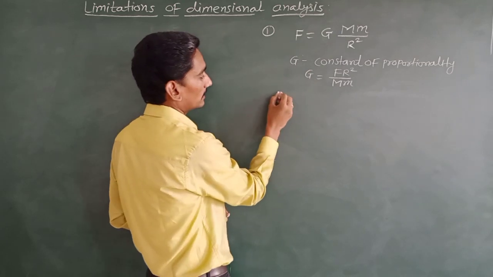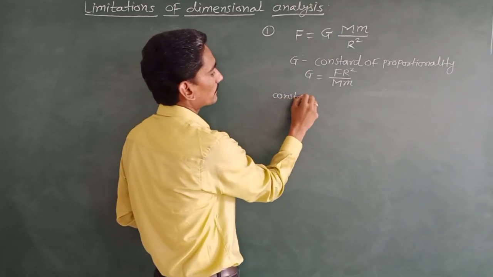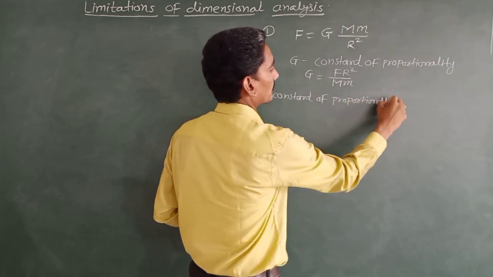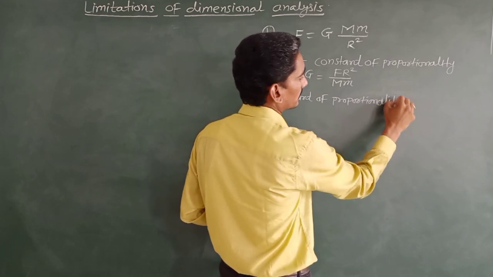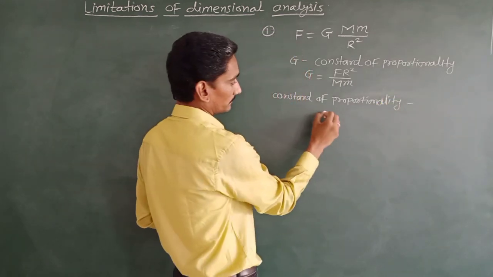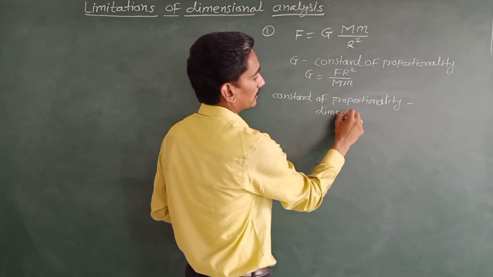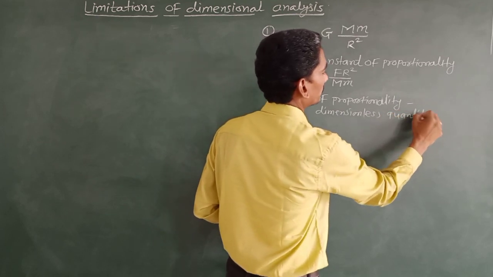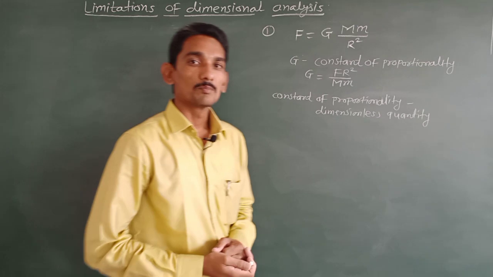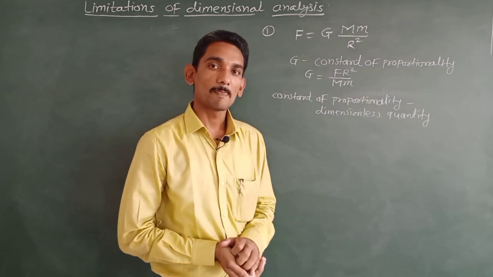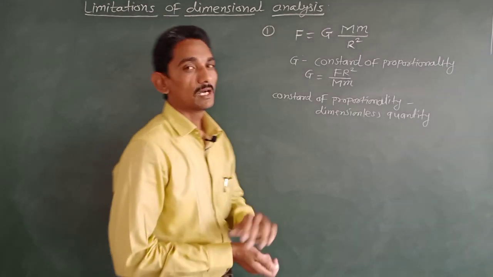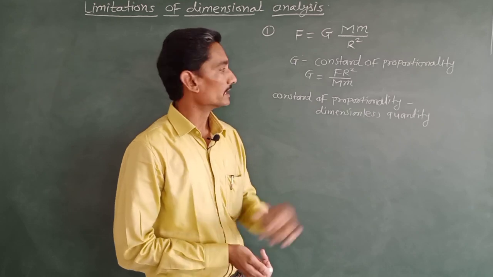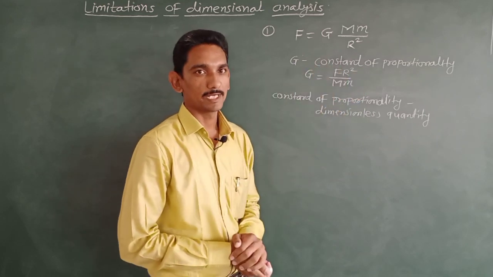So the first limitation is: the constant of proportionality must be a dimensionless quantity. If the constant of proportionality is a dimensionless quantity, then we can use dimensional analysis, otherwise we can't use dimensional analysis. So this is the first limitation regarding the constant of proportionality.